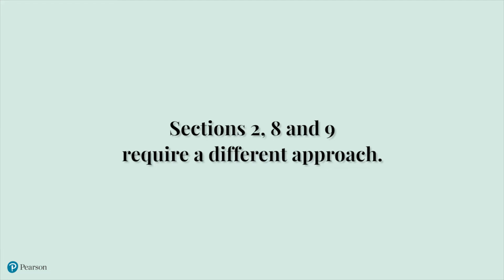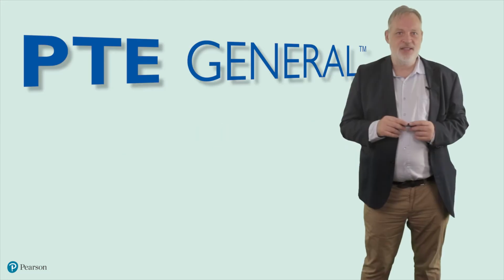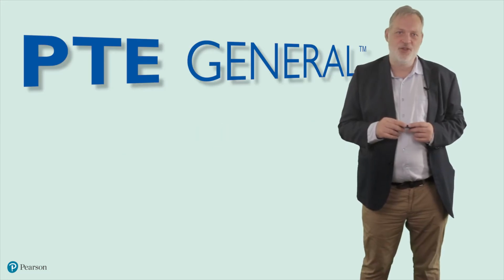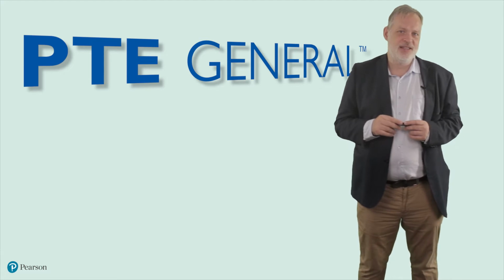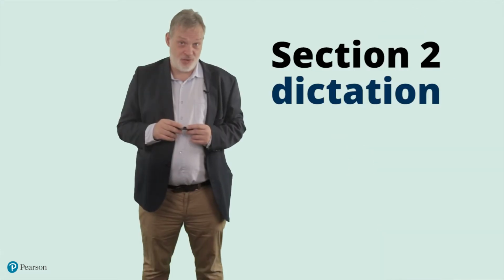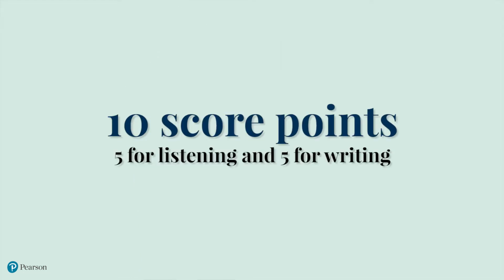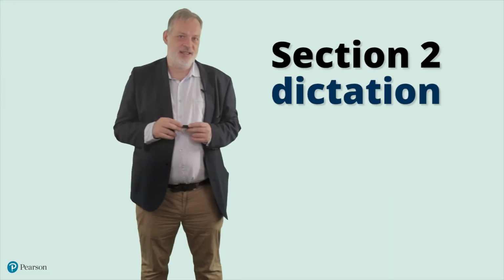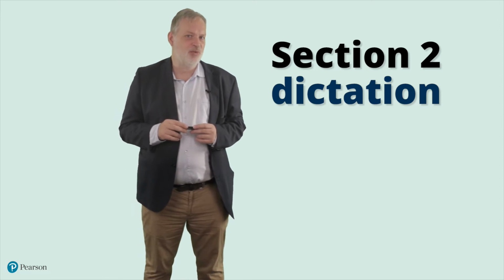However, 3 sections, 2, 8 and 9, require a different approach. These are based on a system of partial credit scoring. Let's take a closer look at that system. Let's start from section 2, dictation. In this section, a test taker can achieve a maximum of 10 score points: 5 for listening and 5 for writing. Now the question is, how are those score points awarded?